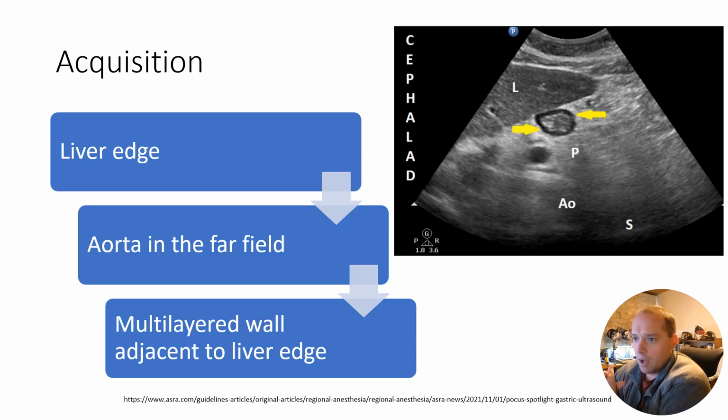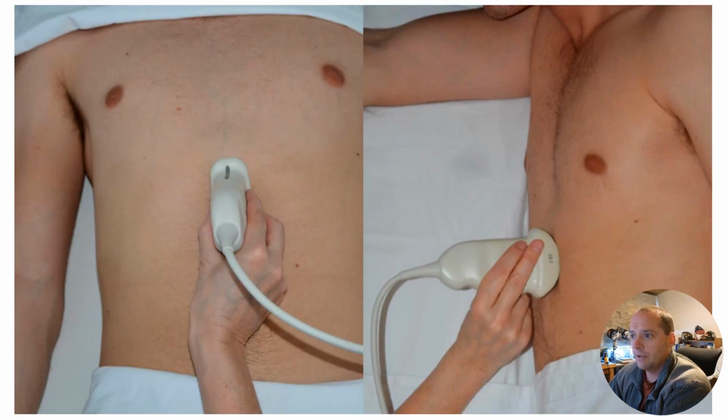So you're going to look for essentially three things every single time. You're going to look for the liver edge, which you can see. Let's see if I can get this thing in here. I'm not sure which one you guys are recording off. Here's your liver edge. You're going to look for your aorta in the far field, okay? And then you're going to see your multi-layered wall adjacent to the liver edge. So I always first find the liver edge. Then I look deep into the picture for my great vessels, and then I kind of wait for peristalsis.